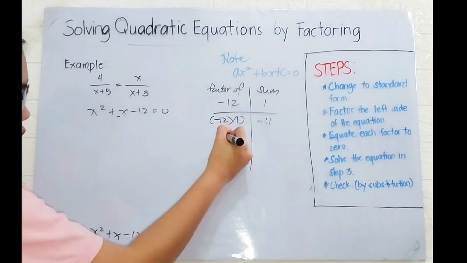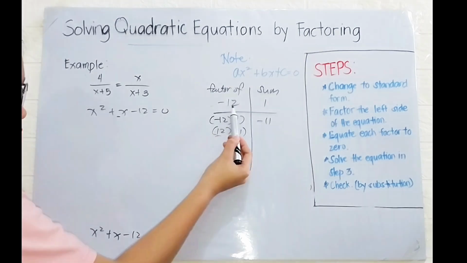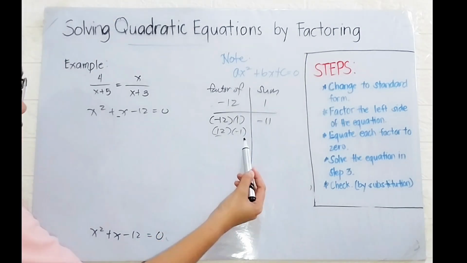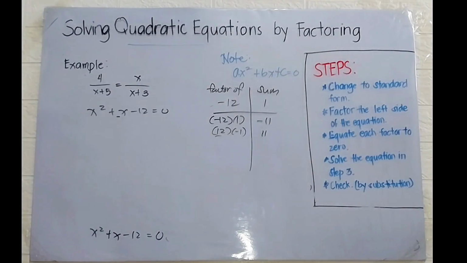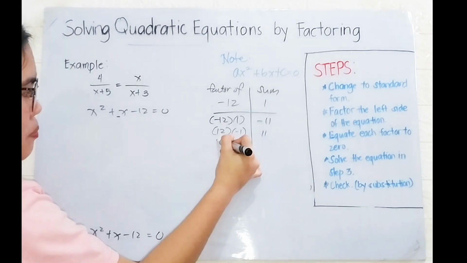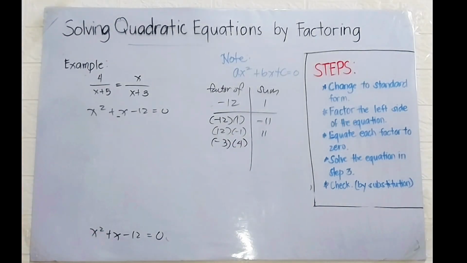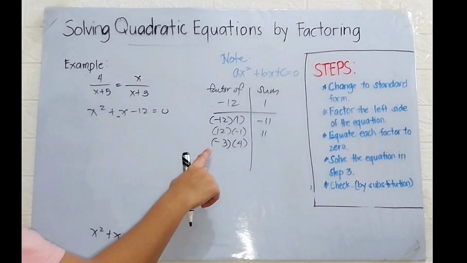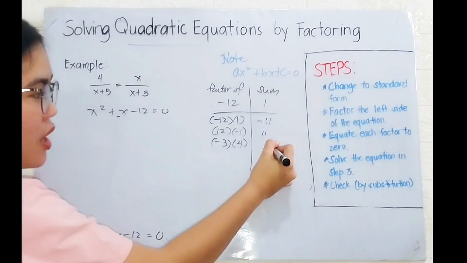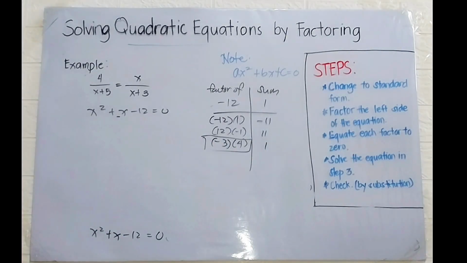Let's try. Positive 12 times negative 1. 12 times negative 1 is negative 12. 12 plus negative 1 is positive 11. Again, this is not the correct factor we are looking for. So let's try. Negative 3 times 4. Okay? Negative 3 times 4, negative 12. Negative 3 plus 4, positive 1. So therefore, the correct factor we are looking for is negative 3 times 4.